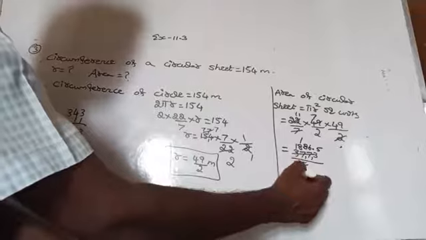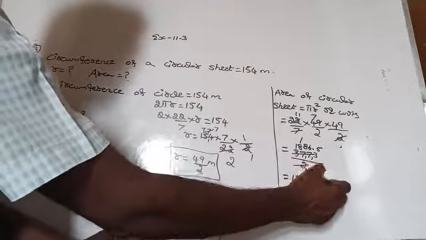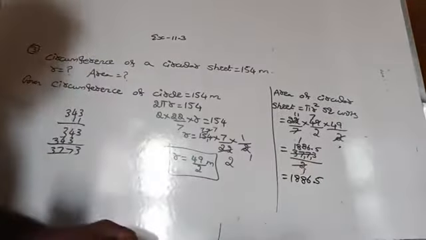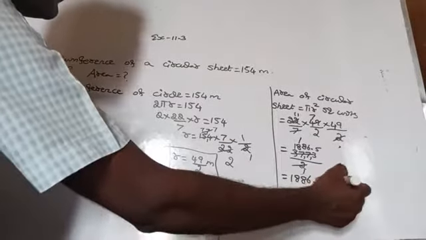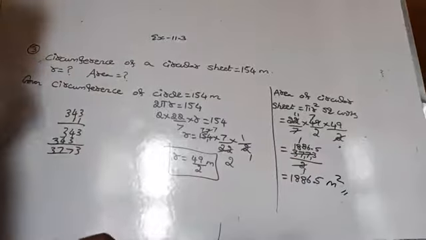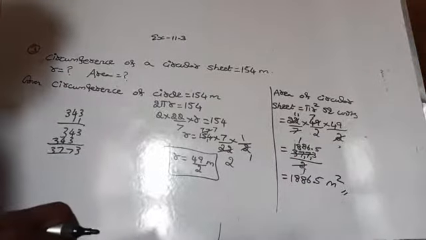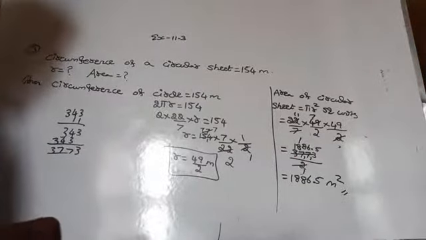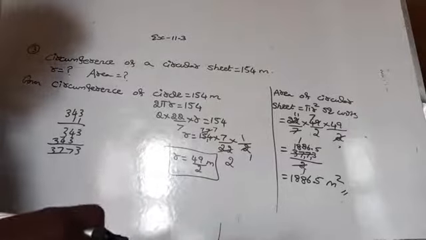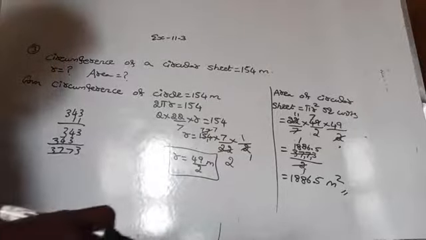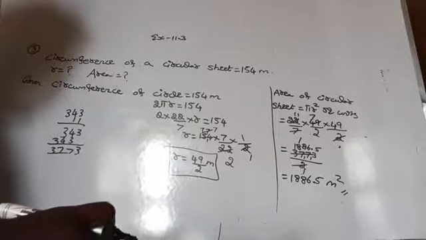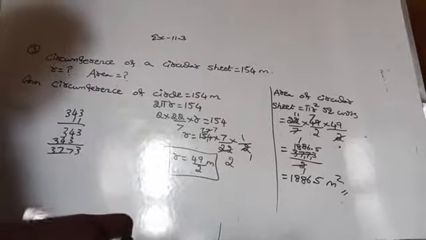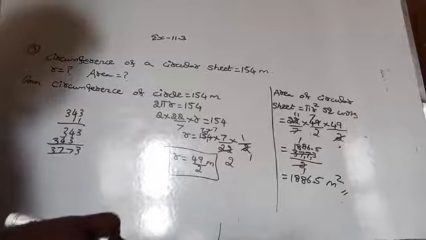It's given in meter square. Therefore, the area of the circular sheet is 1886.5 meter square. Am I right, dear? Yes. Now, look at question number 4. Okay, otherwise leave it. Tomorrow we will continue. Okay. Thank you, everybody. Thank you.